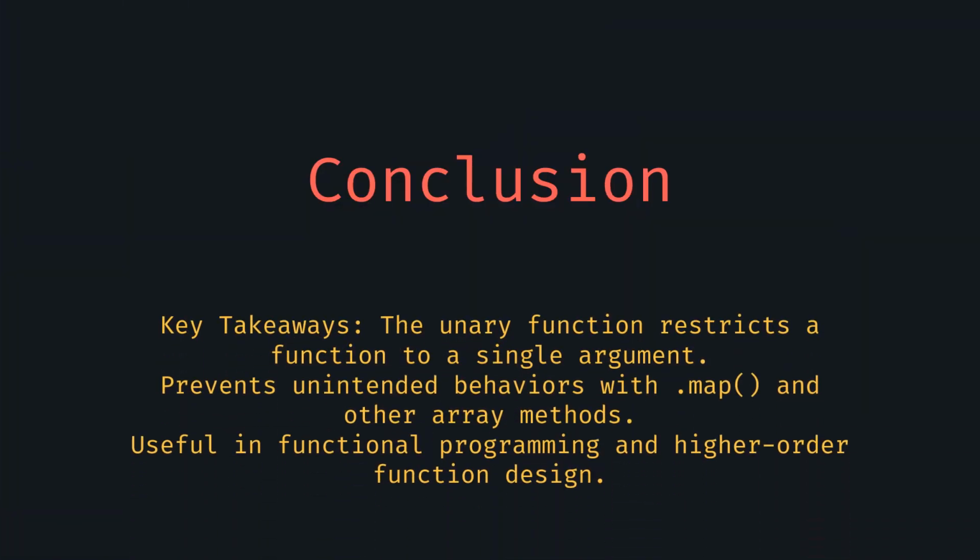In summary, by wrapping functions with unary, we ensure they behave consistently, making our code more predictable and easier to debug.